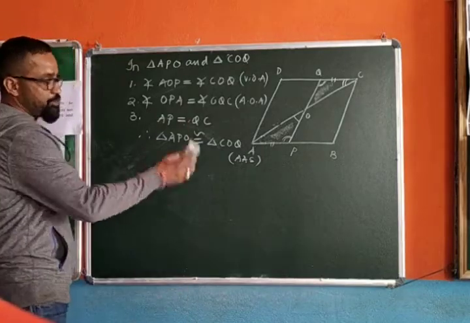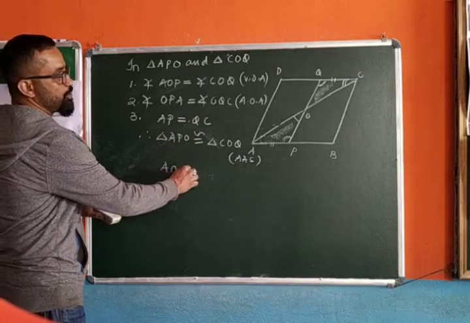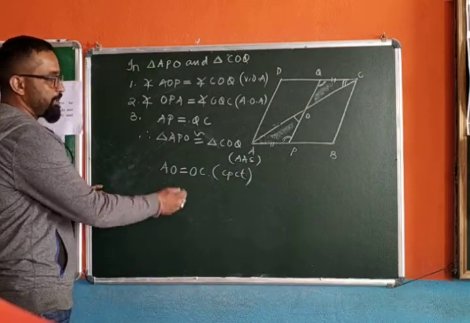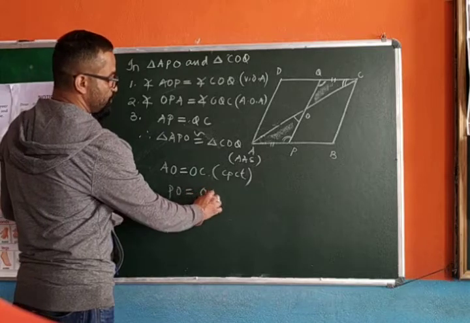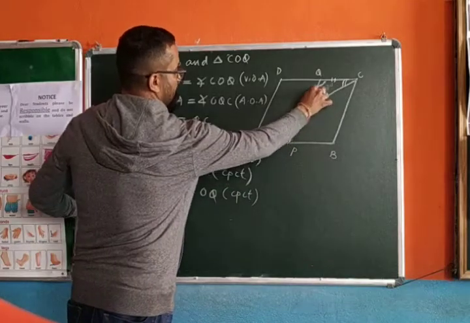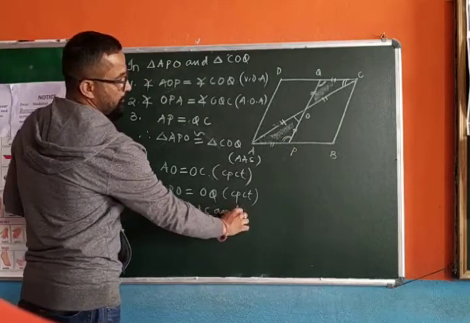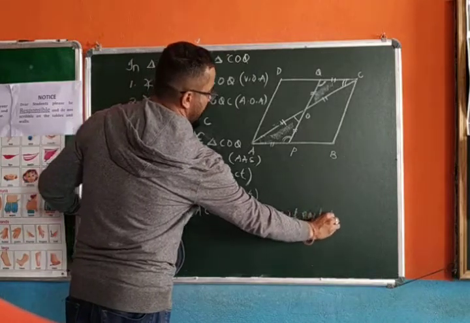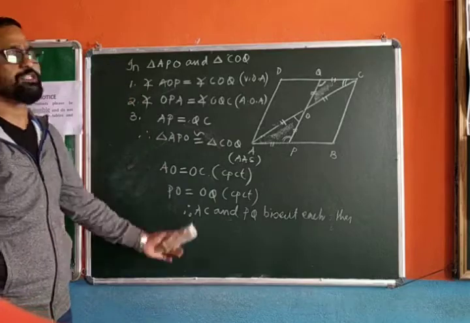Then once you prove these two triangles are congruent, you can use the property and write AO is equal to OC, CPCT. Similarly, you can write PO is equal to OQ, CPCT. And since they are equal in magnitude, AC and PQ bisect each other. They have the same length, which means they are getting bisected by themselves. Simple proving.